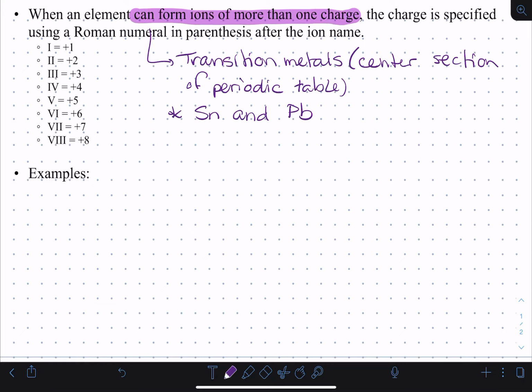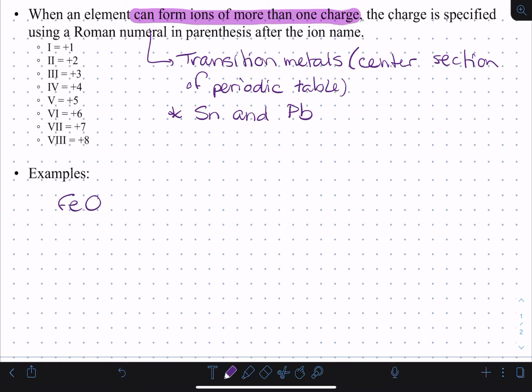So we do that in chemistry in names using Roman numerals. We'll put a Roman numeral in parentheses after the ion name. So if we're writing a name from a formula, let's do Fe2O3. Actually, let's do a simpler one first. We'll get to that one. Let's do FeO.